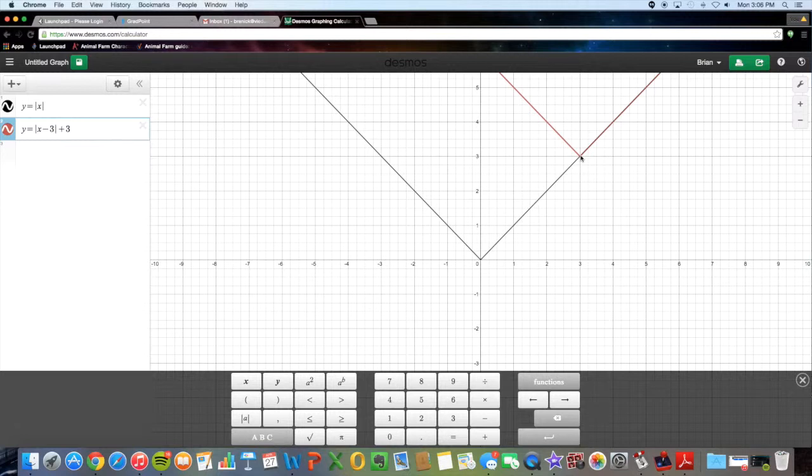So again, if you want to translate an absolute value equation on a graph vertically, you add or subtract a constant outside of the absolute value marker. If you want to translate it right, you subtract a constant within the absolute value marker. If you want to move it left, you add a constant within the absolute value marker.